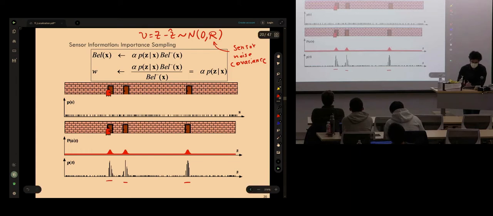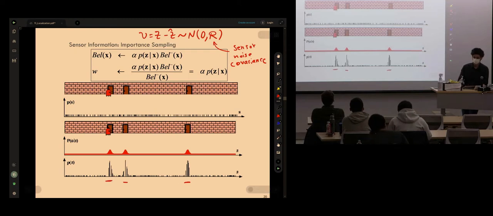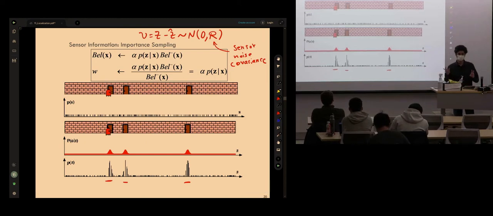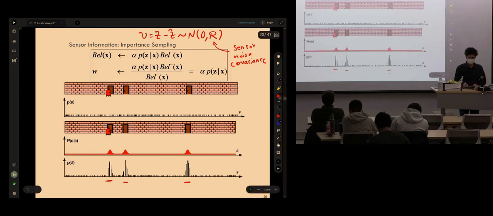In any case, we run the update because we received the measurement that raises the weight for these particles because they're close to a door. And clearly, we cannot distinguish three doors. They look the same to us. That's why we raised the weight for all three.